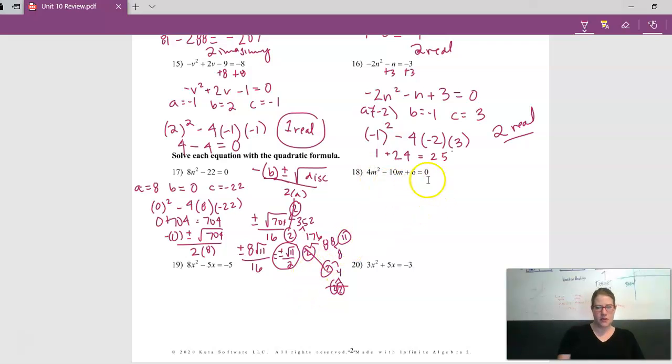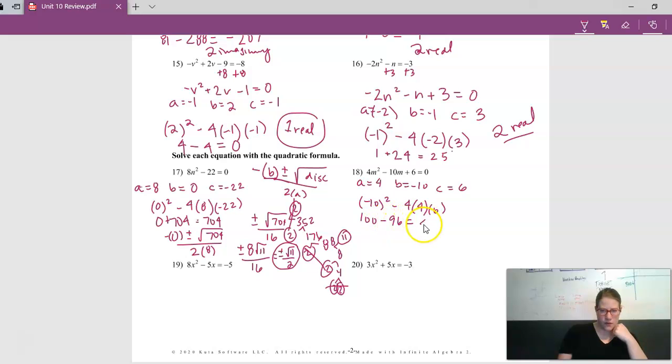Okay, number 18 is also already in standard form, so let's just write down a, b, and c. Okay, and then we're going to plug it into the discriminant, so b squared minus 4 times a times c. So that would be 100. 4 times 4 is 16, and 16 times 6, let me grab my calculator, is 96. So 100 minus 96 equals 4. My discriminant is 4. So let's plug into the quadratic formula.